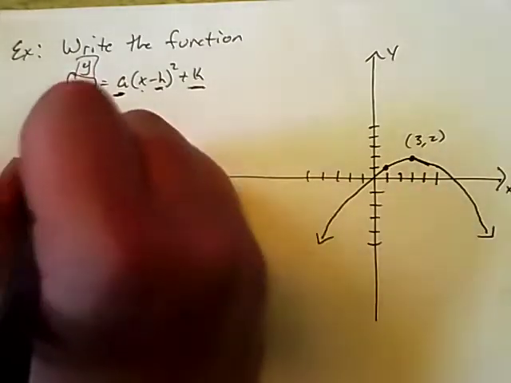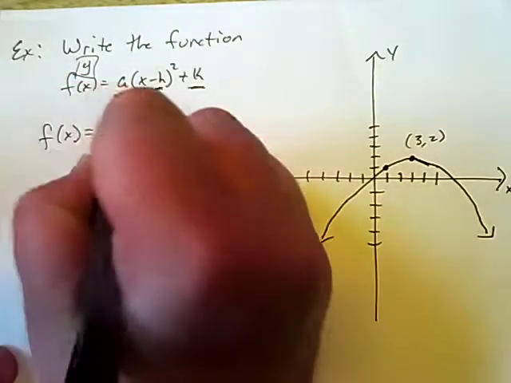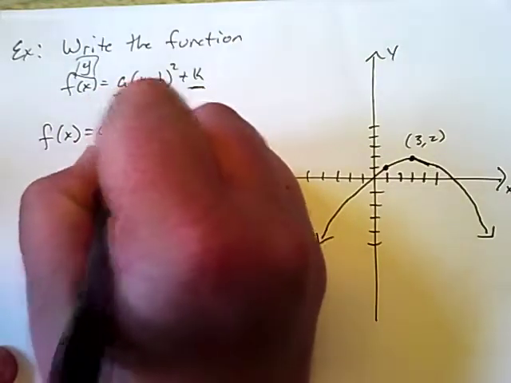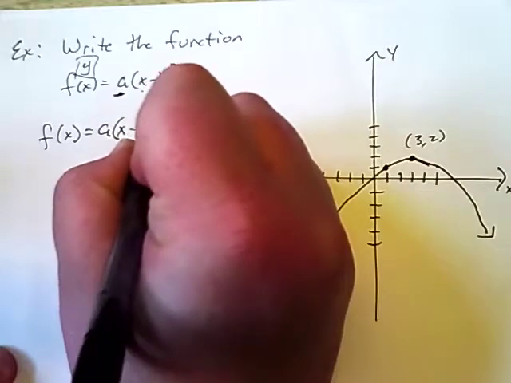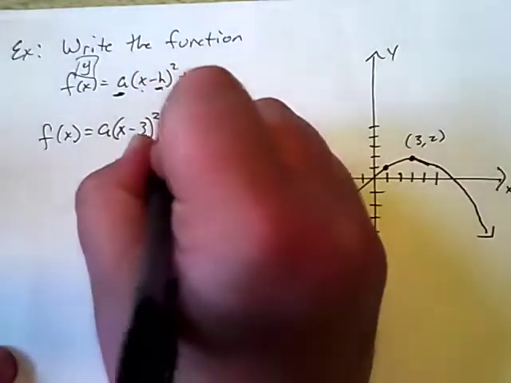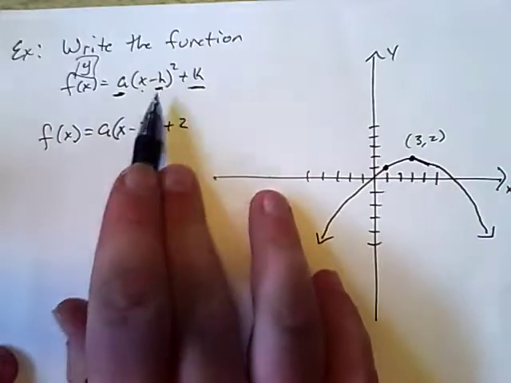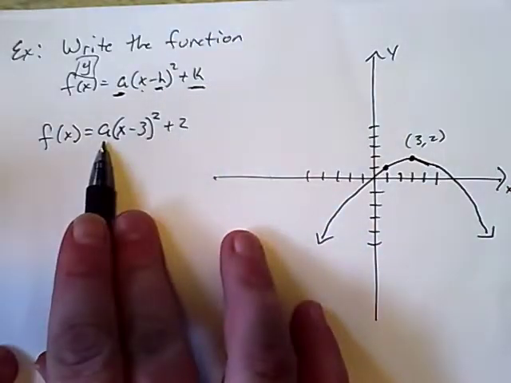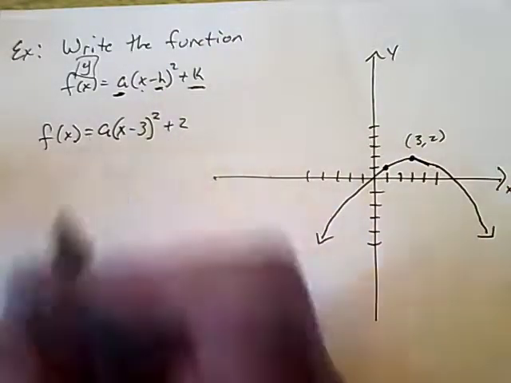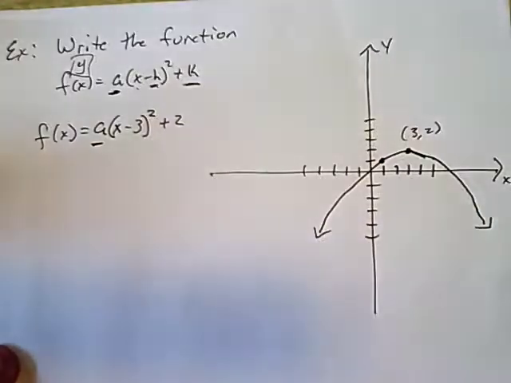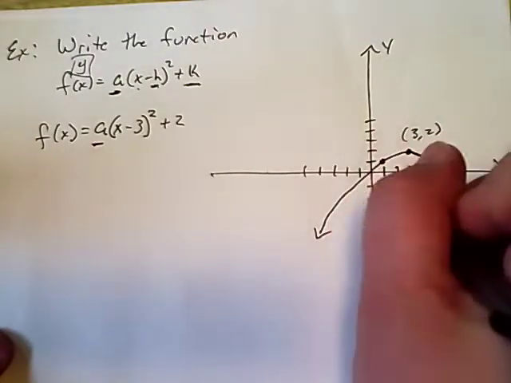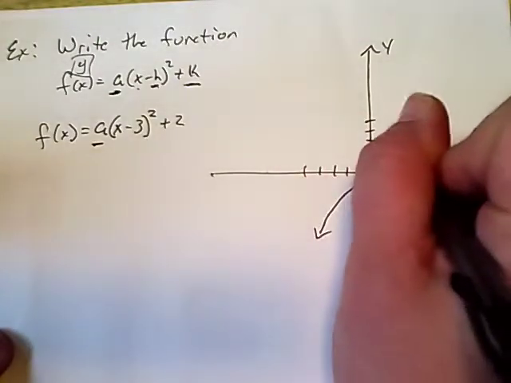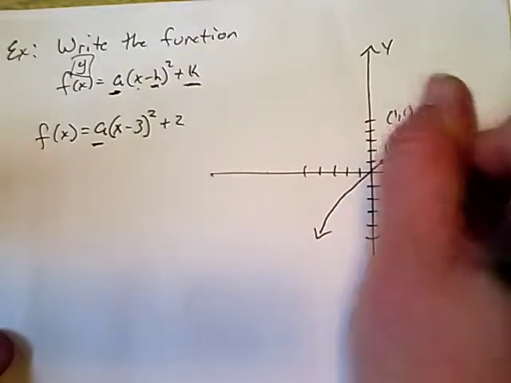What's really nice, so now I have f of x equals a times x, and this is a positive 3, so x minus 3 squared plus k, and that's a positive 2. Well, now I've already handled h and k, so the only thing really left over is this a. I need to go find a. So in order to find a, I need a second point. And the second point is the point that they're going to tell us, right here. This is the point 1, 1.